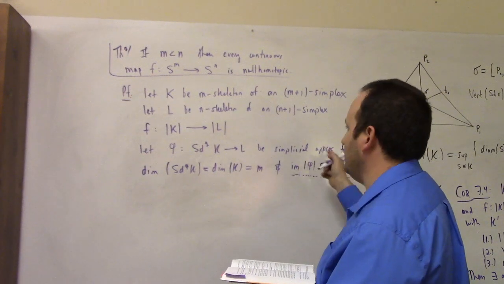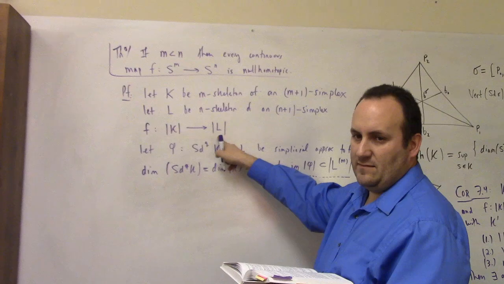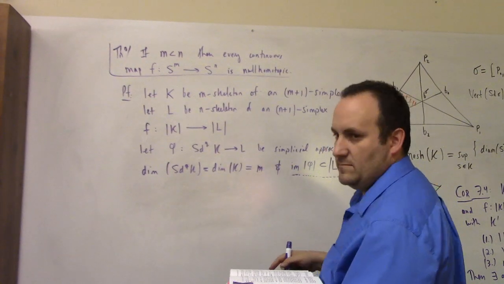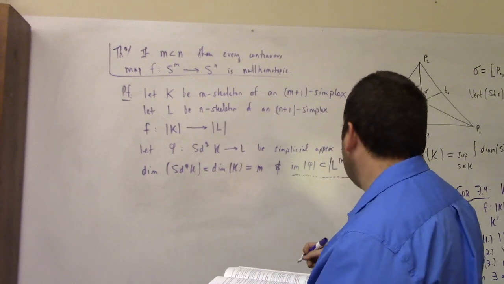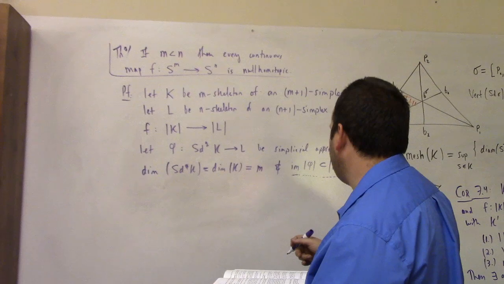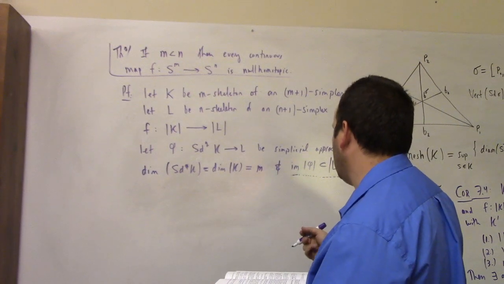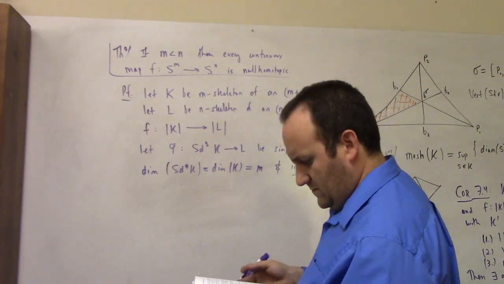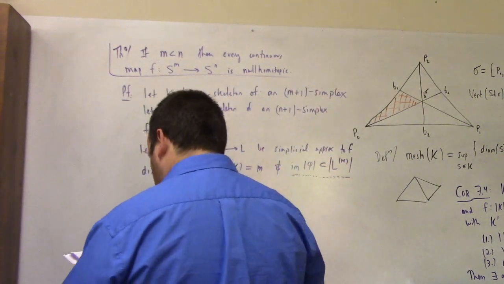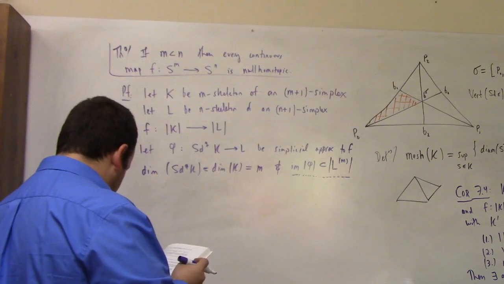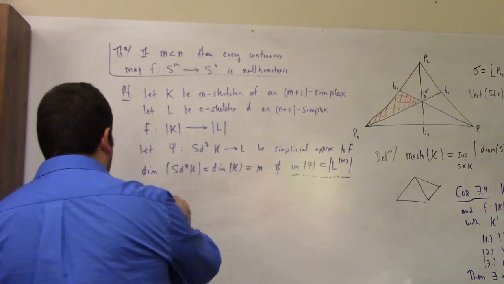But it would have to be n. That has dimension n, so it can't hit all of L. Is that right? I keep talking myself out of it. I'm sorry, guys.